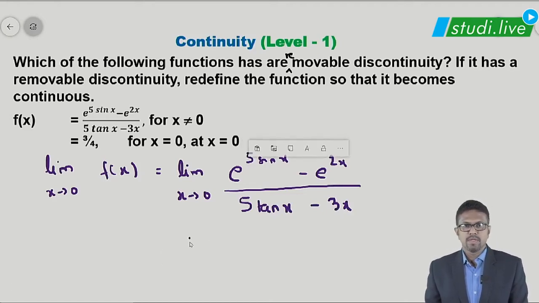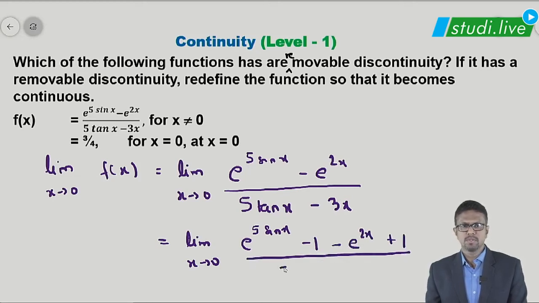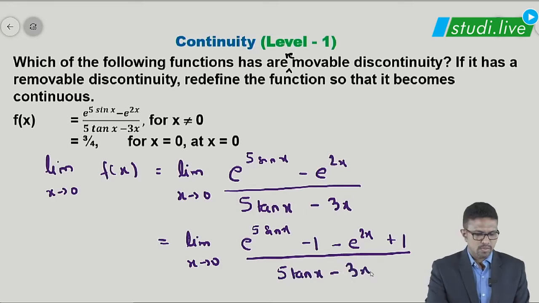So what can we do over here? Of course, to complete the formula, I will have to write it as minus 1 plus 1. So limit x tends to 0, e raised to pi sine x, it is like e raised to x minus 1 upon x. So to complete that formula, I will have to write minus 1, and to balance this, I will have to write plus 1, upon pi tan x minus 3x. So this is what we are getting.